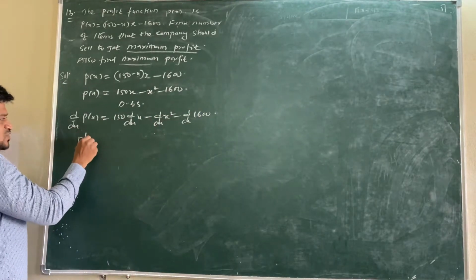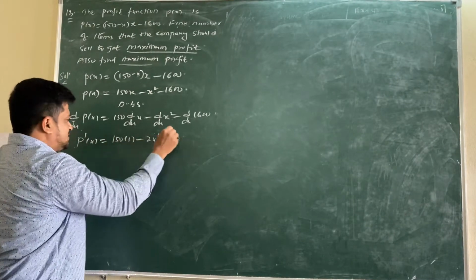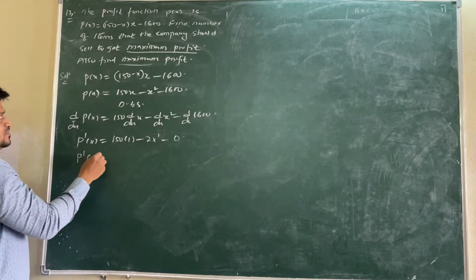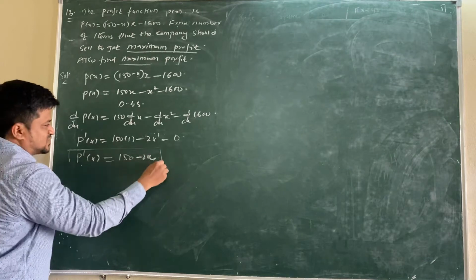This is p dash of x, like f dash of x, same thing we have to do. 2 into x power 2 minus 1, so we get 150 minus 2x. This is f dash of x.